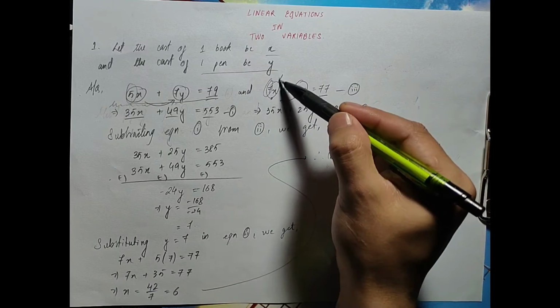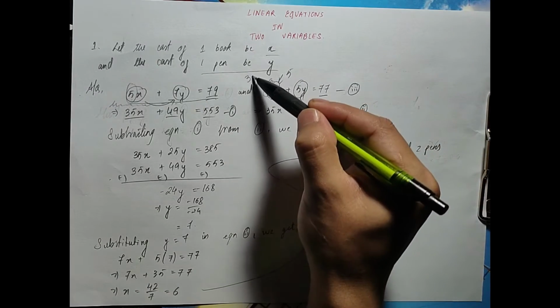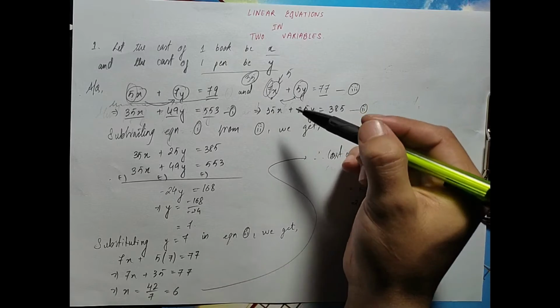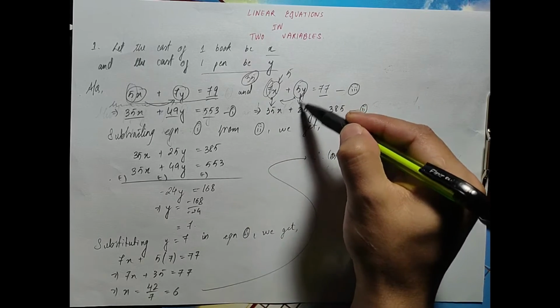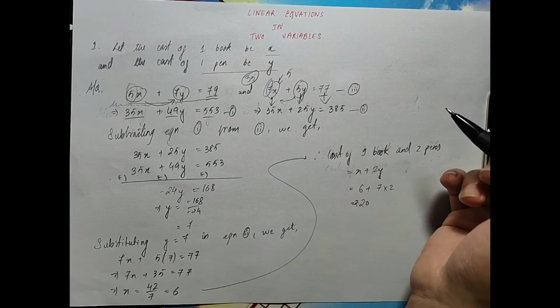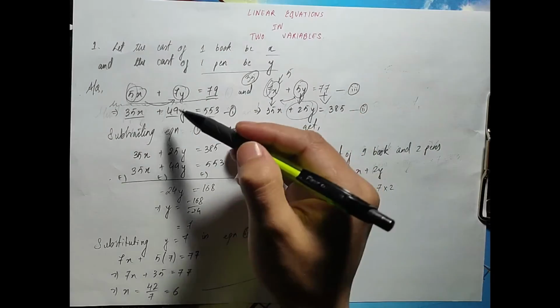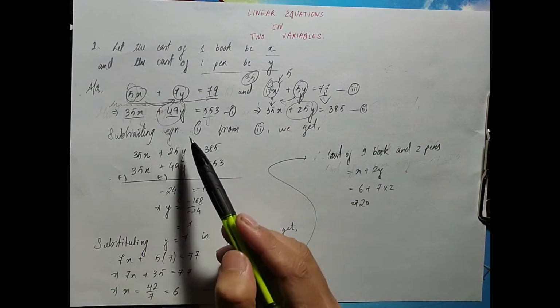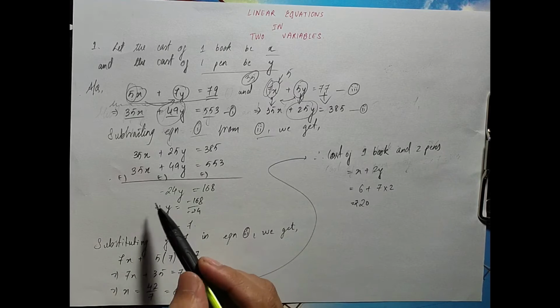Similarly, you'll have to multiply this by 5. Okay, we're trying to make basically the coefficient of x to be 35. So if you multiply, you get 35. 5 5s are 25. 77 into 5 is 385. Now since the sign is same, we'll be subtracting. So subtracting equation 1 from equation 2, this is what you get.